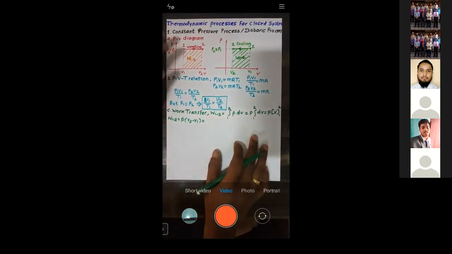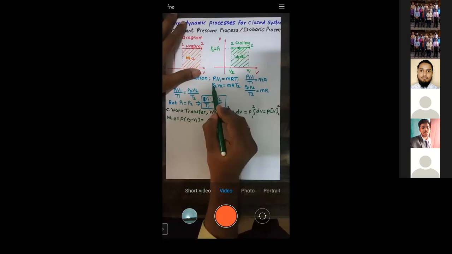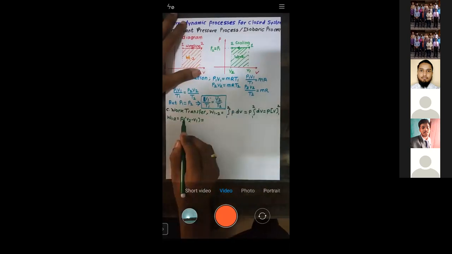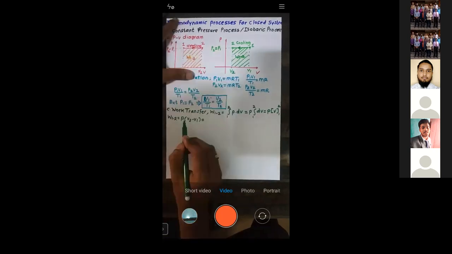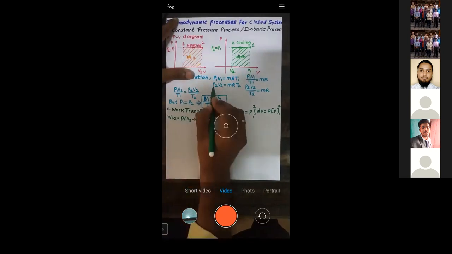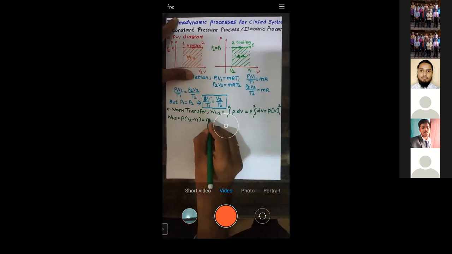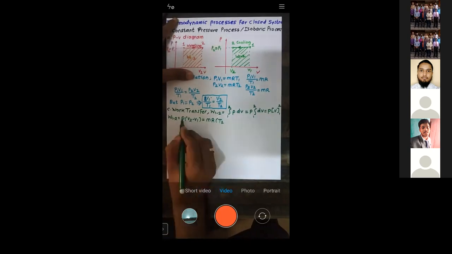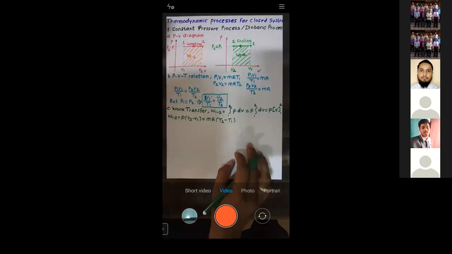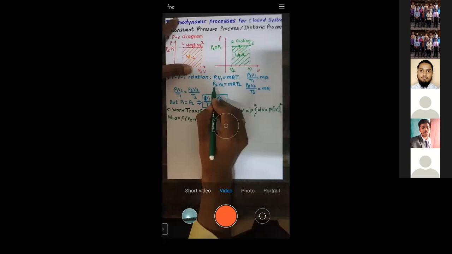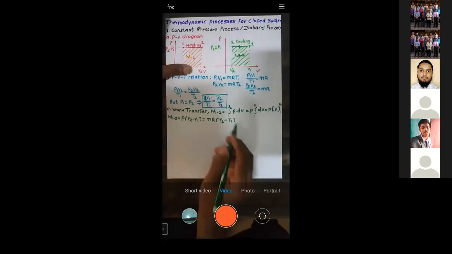Now see, what is P2V2? You can check. This P is nothing but P2 or P1 because it is same. Pressure is same. Then what is P2 into V2? It is MRT2. P2 into V2 is MRT2. What is P into V1? P into V1 is MRT1, that is M into R into T1. Is that okay? Check it. P2V2 is MRT2, P1V1 is MRT1. So it is MR into T2 minus T1. Is that clear? Yes.